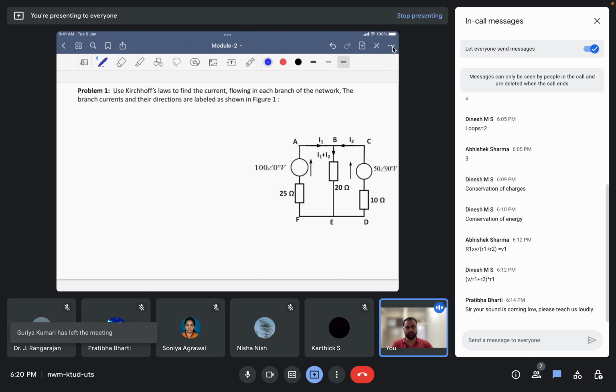Can anyone tell me how to approach this problem? They have written in the question, use Kirchhoff's law. So we have to use Kirchhoff's voltage law, KVL, to solve this problem. So again, how many independent loops are there? Can anyone write in the chat box the number of independent loops for the given circuit?